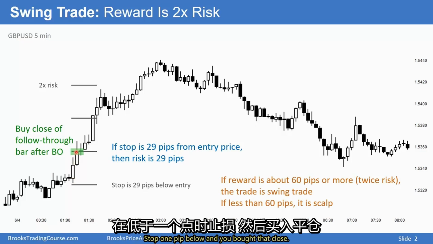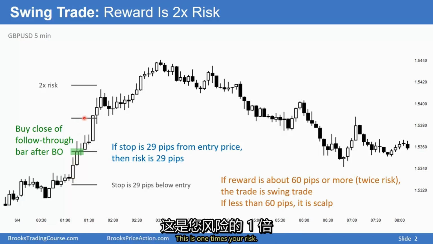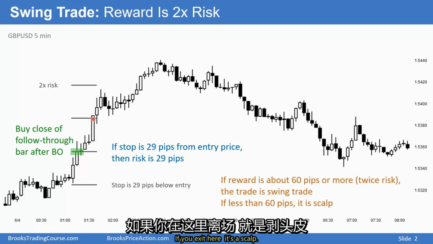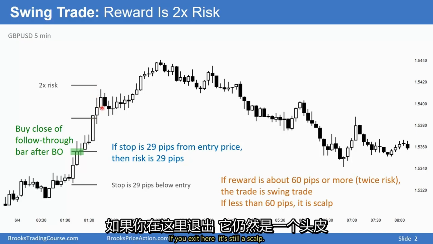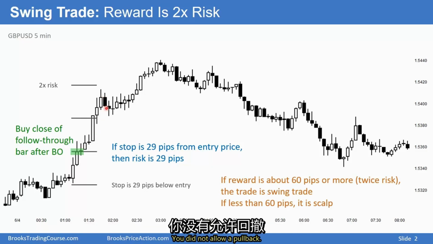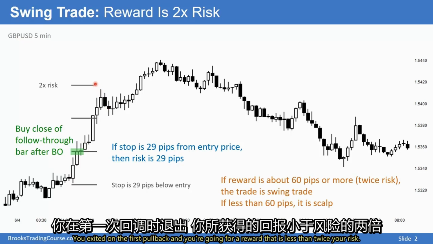Stop 1 pip below, and you bought that close. This is 1 times your risk. If you exit here, it's a scalp. Here's 2 times your risk. If you exit here, it's still a scalp. You did not allow a pullback. You exited on the first pullback, and you're going for a reward that is less than twice your risk.